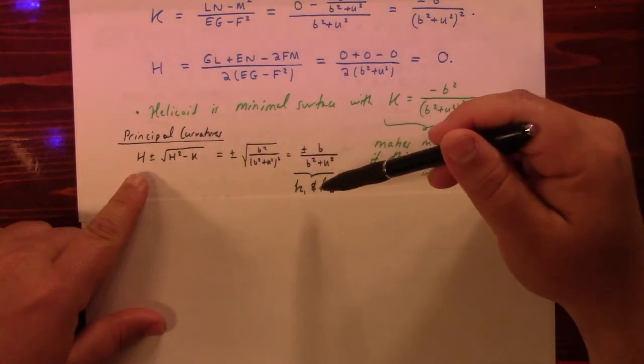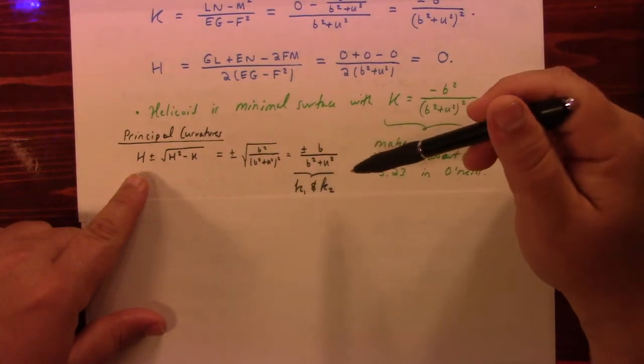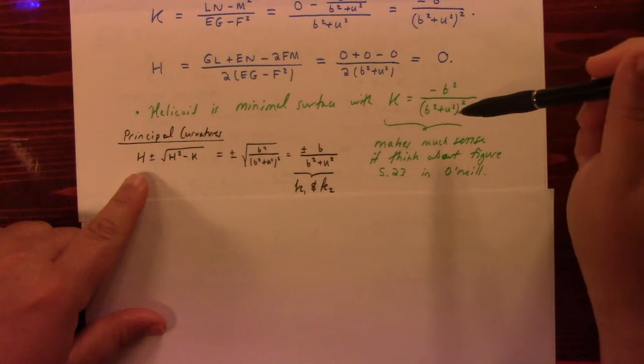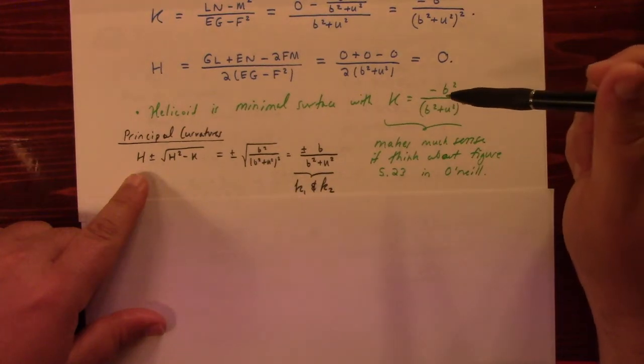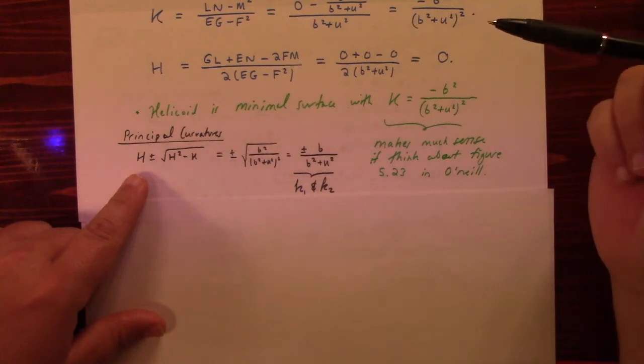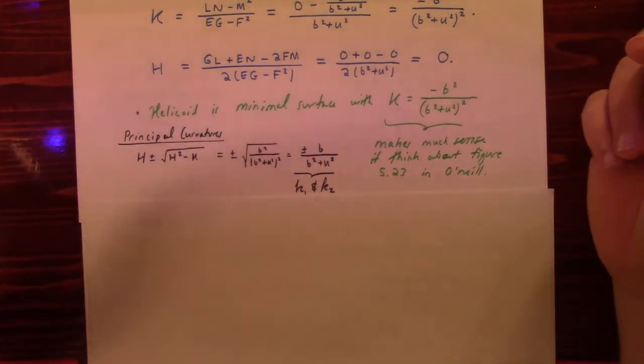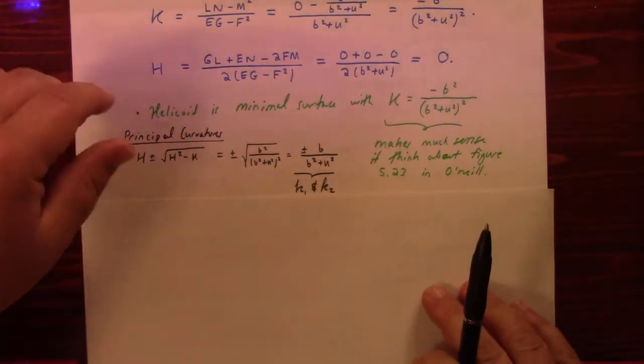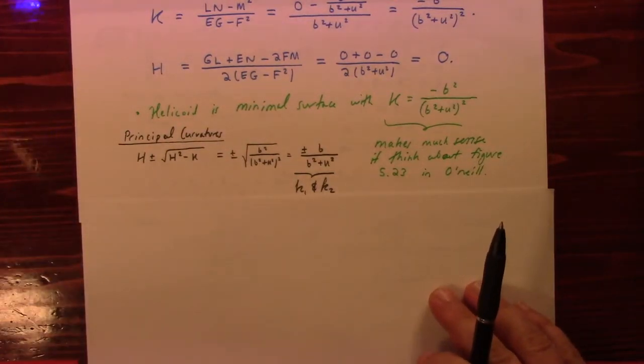As you expect, one's positive and one's negative. We anticipated that because, of course, the Gaussian curvature was negative. Well, also because it's a minimal surface, and as we commented, minimal surfaces have to have negative Gaussian curvature. A lot of different ways to look at it.